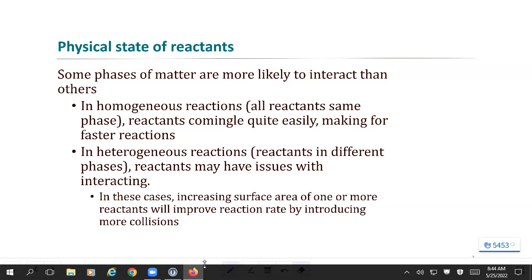Liquids, it's a little bit better. It's not as good, but it's not terrible either. Those molecules at least are able to move about a little bit inside of that liquid or inside of that solution. Solid phase, it's pretty tough. Those molecules are bound to their positions because of the packed nature of those solids.